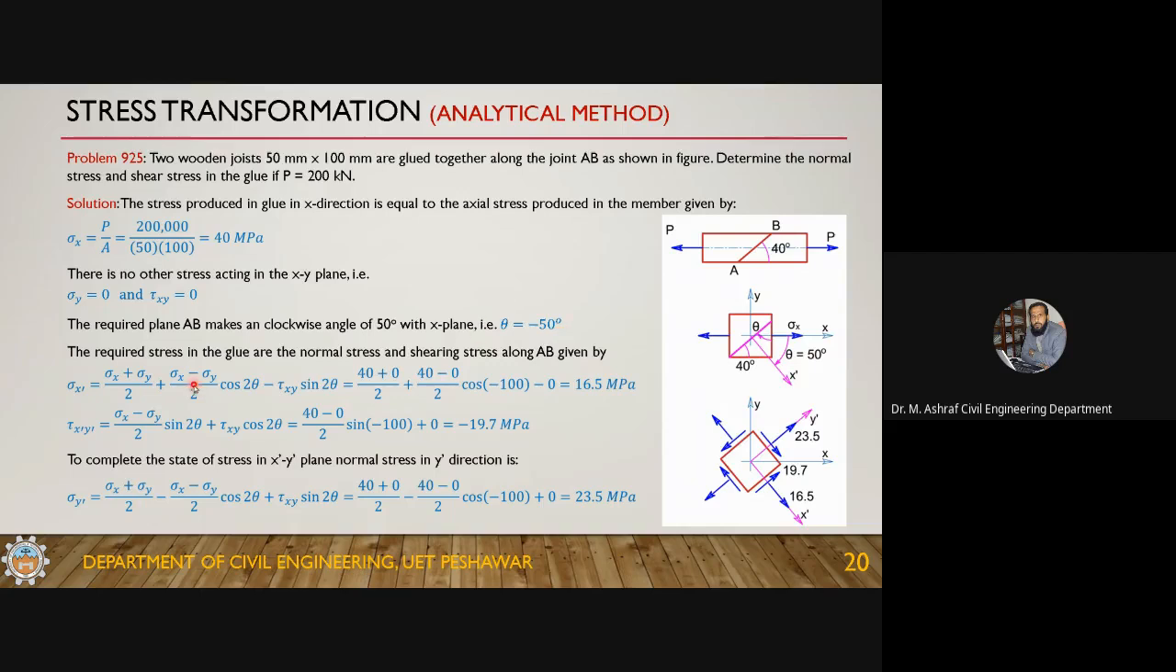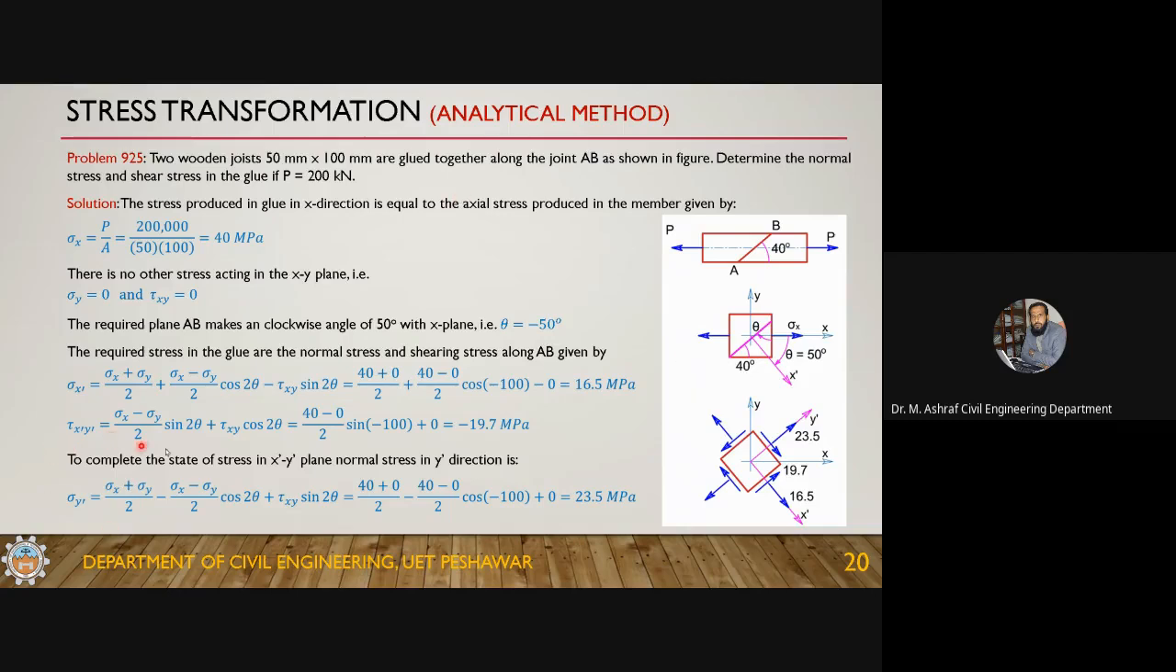Now the stress component in the glue direction: the normal stress along the glue is given by this expression. This is the transformation equation. If you plug in the values, the only stress value is sigma x, and theta is minus 50, so you plug in 2 theta. It will result in a 16.5 megapascal stress. So in this direction, the glue is subjected to a tensile stress of 16.5 MPa.